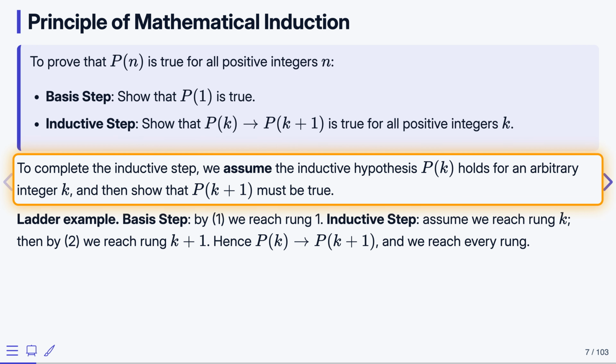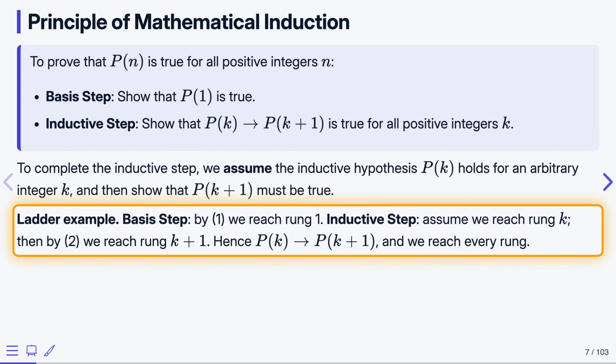In the inductive step, we assume P(k) is true. We call that the inductive hypothesis. Then we show that P(k+1) must also be true. Think of the ladder again. The basis step reaches rung 1. The inductive step moves us from any rung to the next rung. Together they reach every rung.